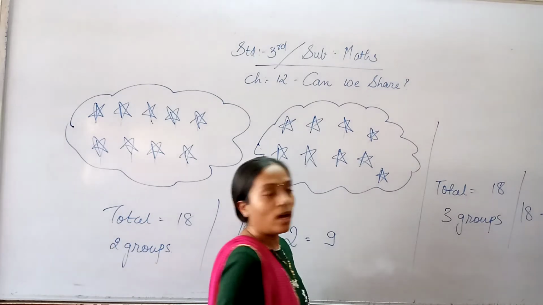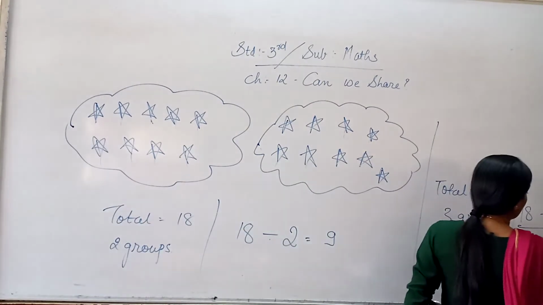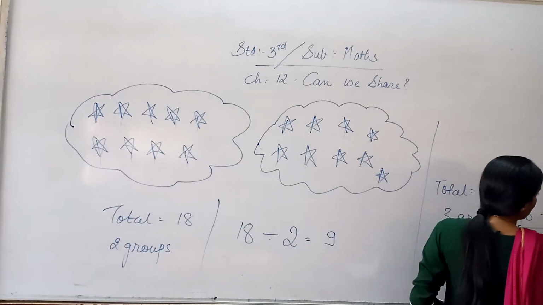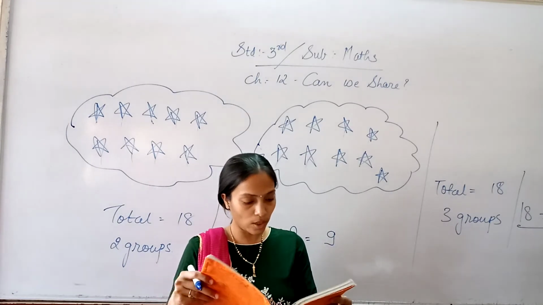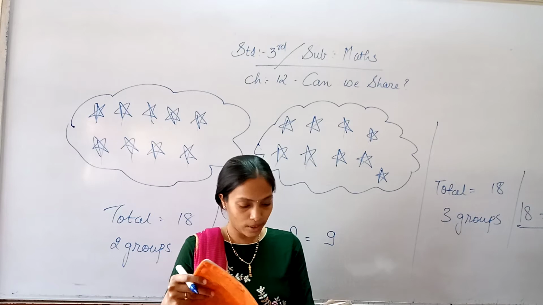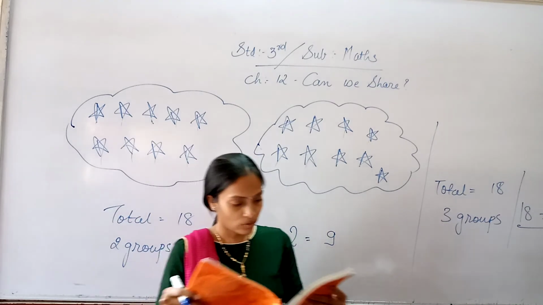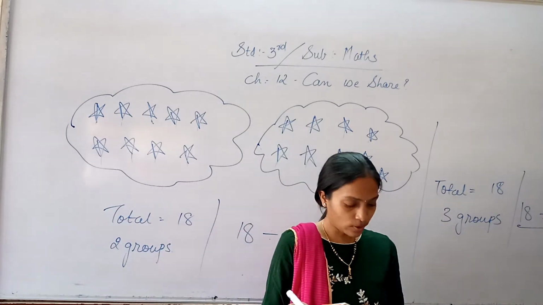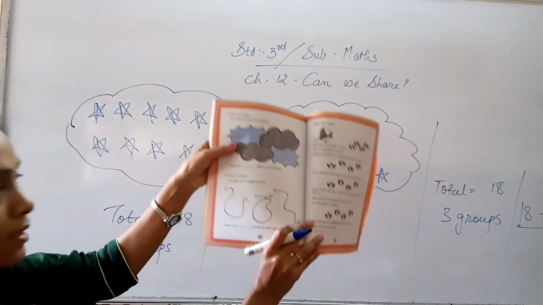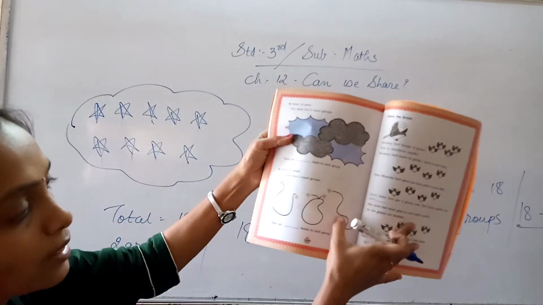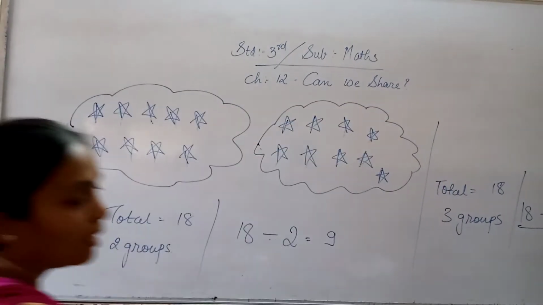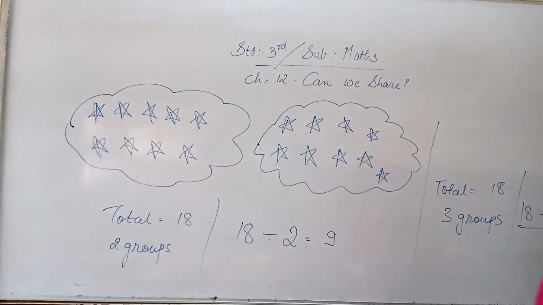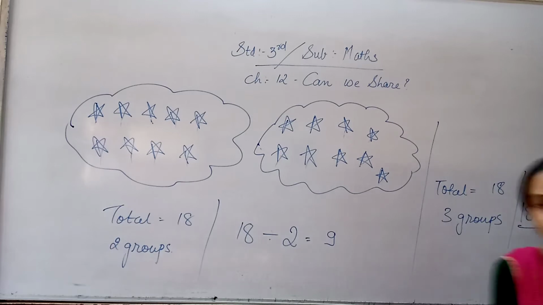3 6s are 18. So in each group 6 beads will be there. Okay, so on this string you have to fill the 6 beads on each thread. In your textbook it is given, you can see this, and you have to fill the 6 beads in each group. Okay, like this way in your workbook also few questions are given related to this.